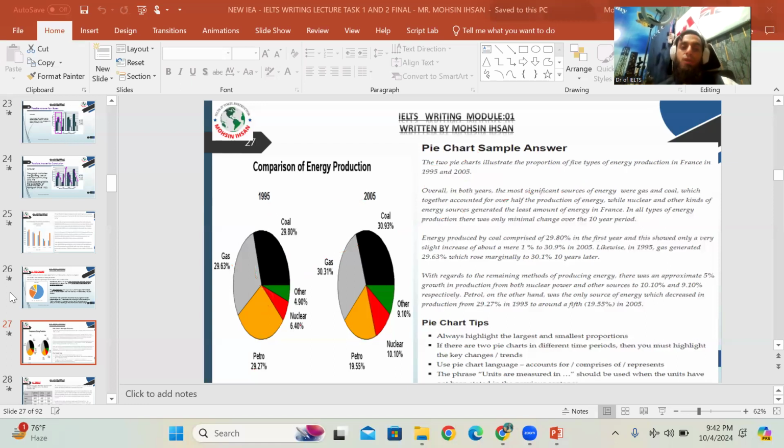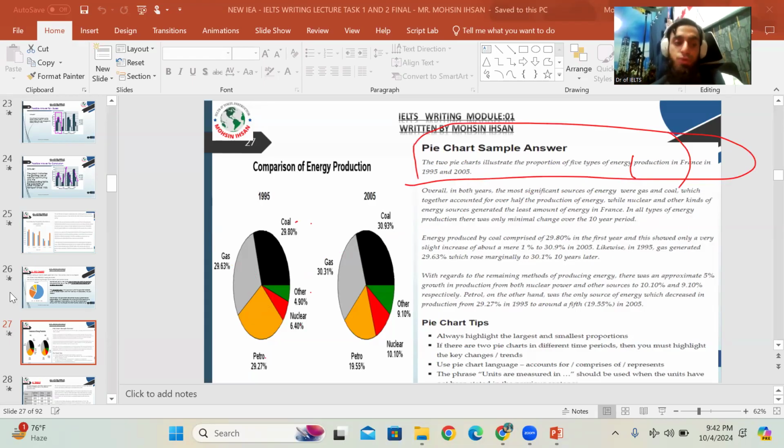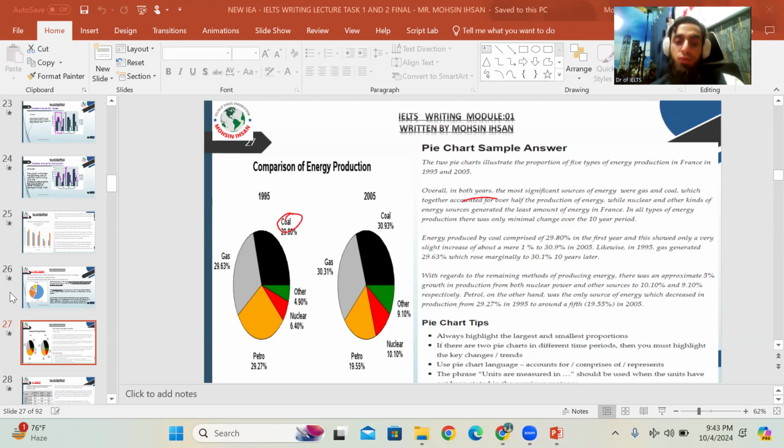So in these 2 years, it is showing the proportion of 5 types of energy, or the production of 5 types of energy. And you can also write the names within the bracket, like which 5 kinds of energy. You will write coal, other, nuclear, petroleum, gas, and then we'll close the bracket, and it will be your complete introduction, right? Overview. In both years, the most significant is coal and gas.